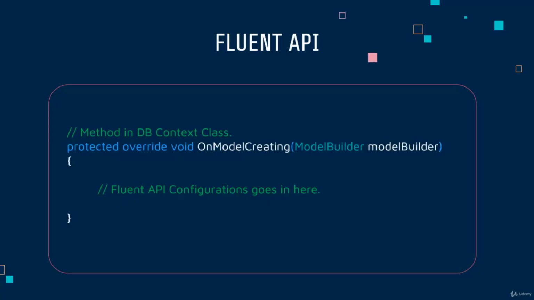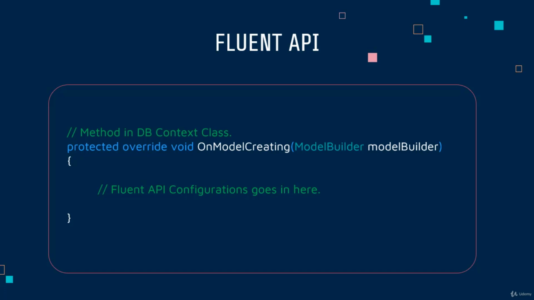Fluent API is an advanced way of specifying model configuration that covers everything that data annotations can do, in addition to some advanced configuration not possible with data annotations, like we saw with the composite key. Data annotations and Fluent API can be used together, but code first gives precedence to Fluent API, then data annotations, and then default conventions. So Fluent API is just another way to configure your domain classes.